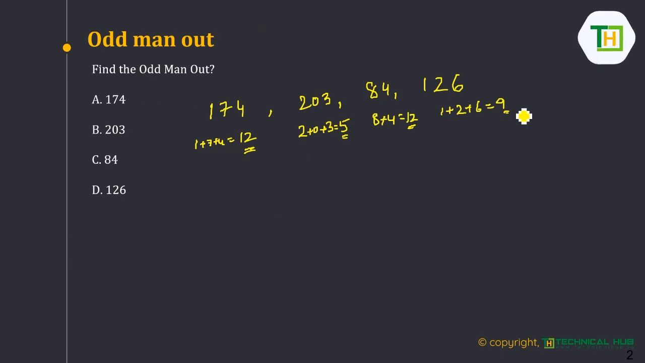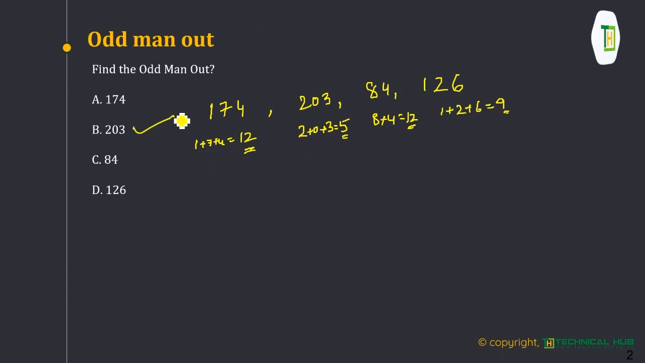Odd man out means 3 are following the same pattern and the fourth one is different from the remaining. One more logic is here. Except option B, all are even numbers. Option B is the odd number. So I can take option B as the correct answer.